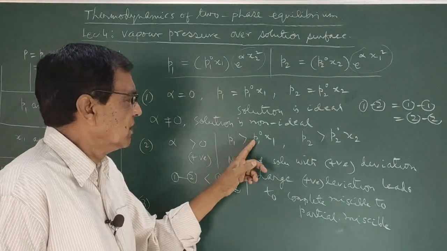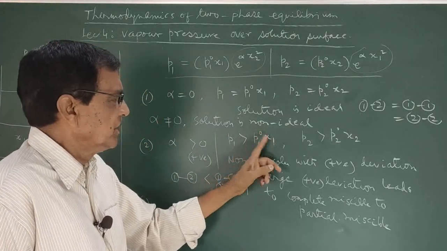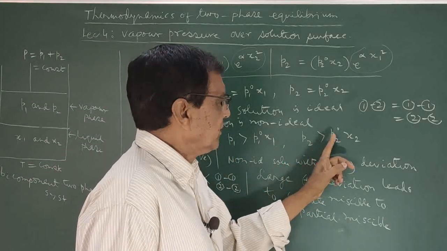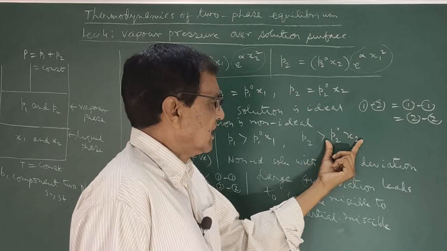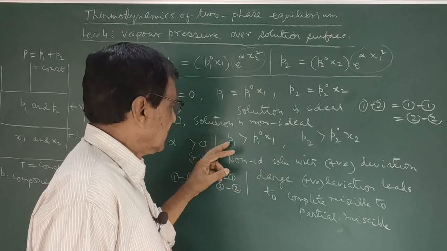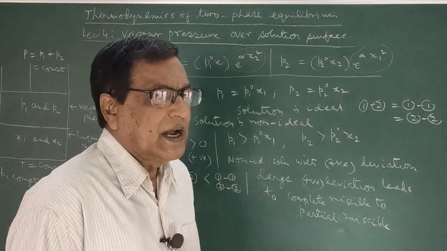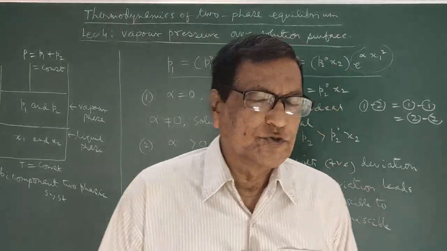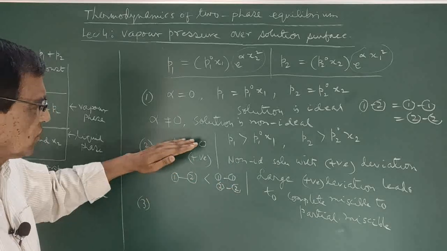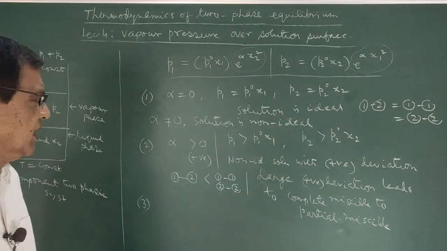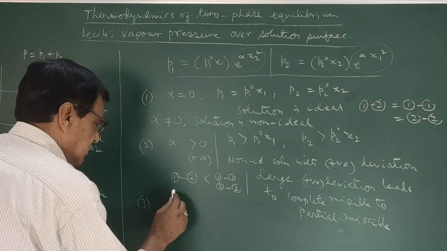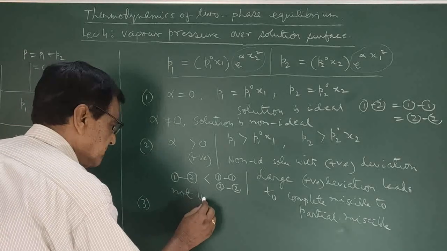So P1 is greater than P1 naught x1, and P2 is also greater than P2 naught x2. These are the ideal P1 and P2, and the actual P1 and P2 are greater than the ideal values as predicted by Raoult's law. So this is a non-ideal solution with positive deviation, and this solution is not very stable.